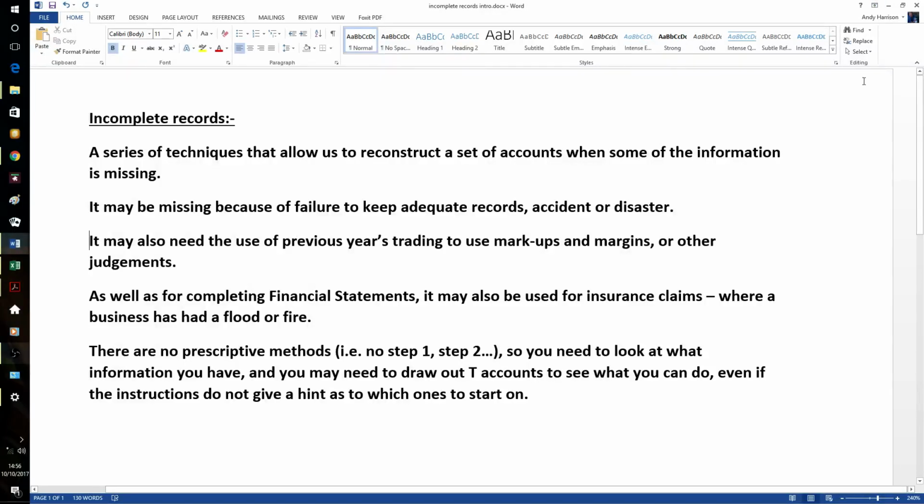Hello accounts people, time to have a look at incomplete records. So in brief, a series of techniques that allows us to reconstruct a set of accounts or even part of a set of accounts when some of the information is missing.